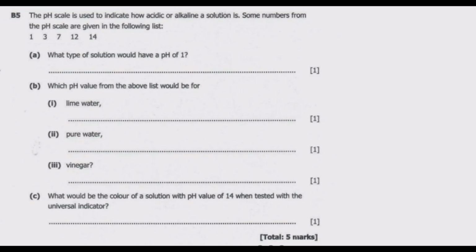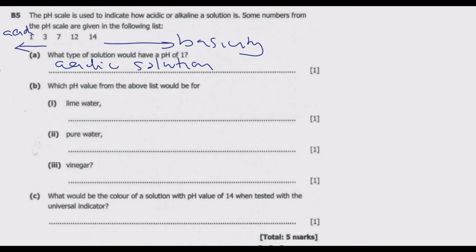So if you look at the pH value of 1, this tells us this is an acidic solution. So remember, as we approach 14, this is basicity, and as we approach 1, this is acidity. That's basically what you need to know.